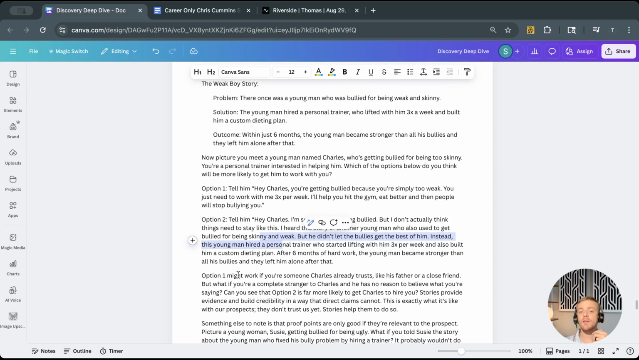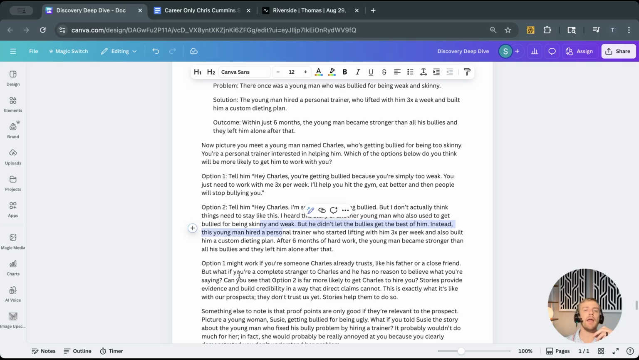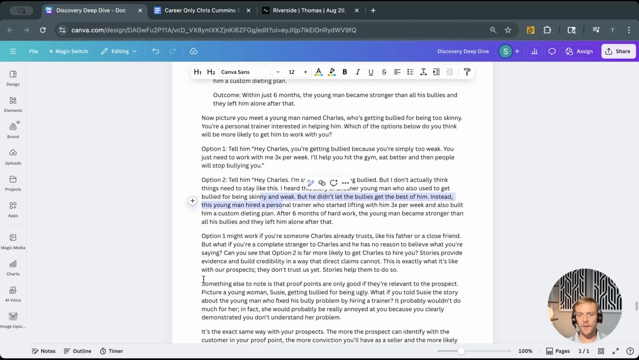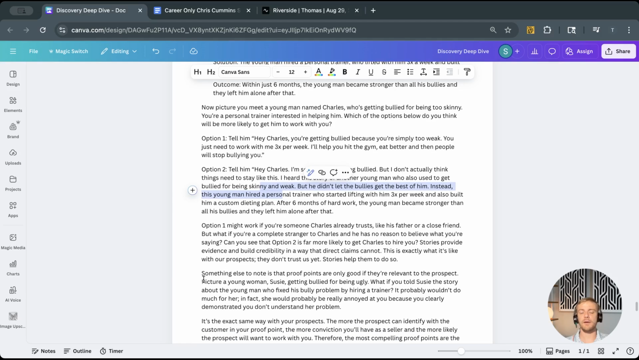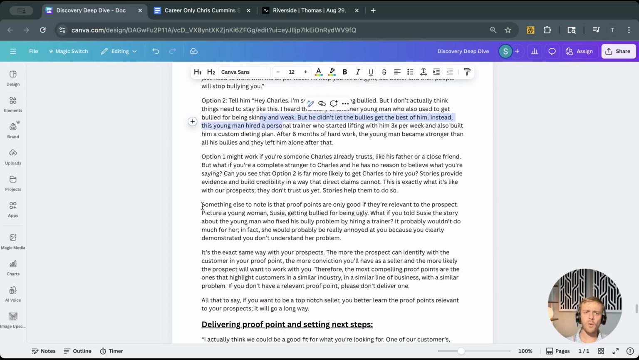And so option one might work if you're someone Charles already trusts, right? Like a father or a close friend. But what if you're a complete stranger to Charles, like you are with your customers, and he has no reason to believe what you're saying? Can you see that option two is far more likely to get Charles to hire you? Stories, as I mentioned above, provide evidence and build credibility in a way that direct claims cannot. So it's the exact same way with our prospects. They don't trust us yet. Stories help them to do so. And then one more thing to note, they're only good if they're relevant to the prospect.